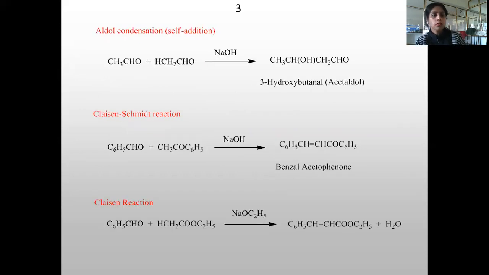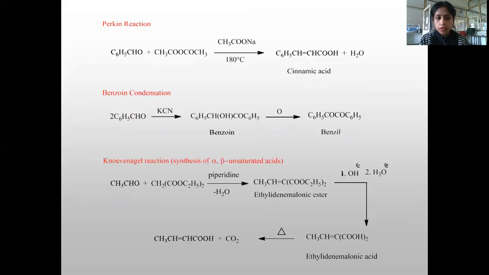Then aldol condensation, the condensation of two aldehydes in the presence of base. The product is aldol. Claisen-Schmidt condensation is basically a reaction of benzaldehyde with acetone, and the product is benzalacetone. Then there is Claisen reaction, that is the reaction of benzaldehyde with an ester. Then again, Perkin reaction is given here, which gives cinnamic acid. Benzoin condensation we have done, and Knoevenagel we have already done.